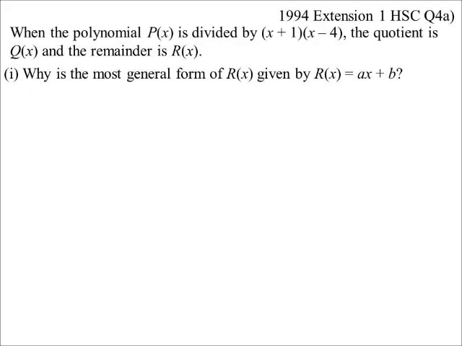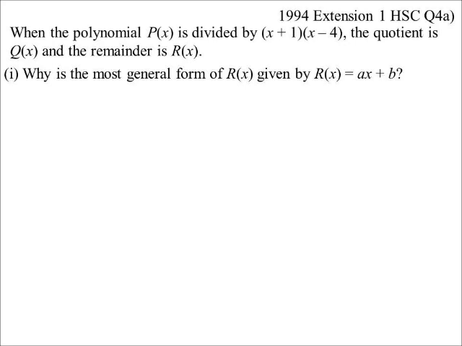Polynomial P(x) divided by (x + 1)(x - 4), quotient Q(x), remainder R(x). Oh, you love these ones where you've got to explain yourself. Why is the most general form of R(x) given by ax + b? So what they're looking for here is that you know that the degree of the remainder is always less than the degree of the divisor, because they've told us we're dividing by a quadratic.